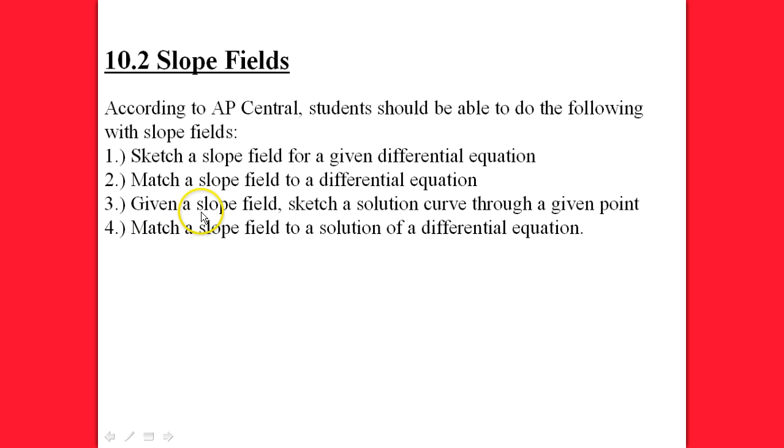Number 3, given a slope field, sketch a solution curve through a given point. That's what we were doing as well when they would tell me to start at, for instance, 0, 2, and then we would follow the direction field or the slope field to sketch the graph. And then the last thing is match a slope field to a solution of a differential equation, which we have not specifically done before. So name a function that you get from taking the antiderivative of 2x.